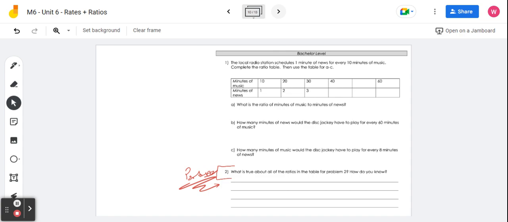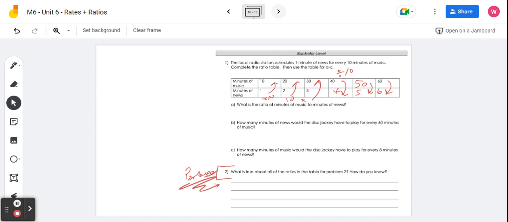For every 1 minute of news, there are 10 minutes of music. So we see that to go from news to music, we're multiplying by 10. Well, to go from music to news, it's the inverse. So if we were multiplying, this is going to be divide by 10. So in this case, 40 divided by 10 is 4. 60 divided by 10 is 6. What would be in between these two? Well, we go from 40 to 60. Increments of 10 would be 50. And if we divide by 10, this would be 5 minutes of news.